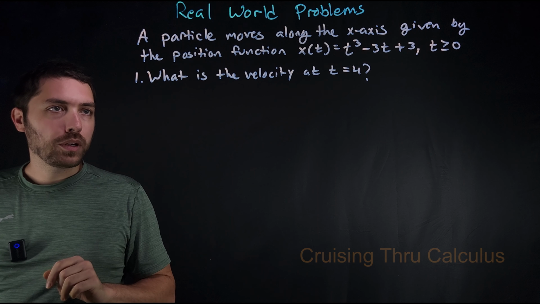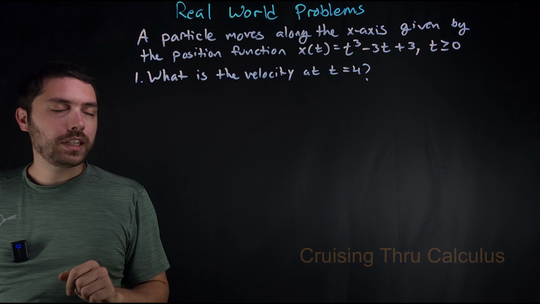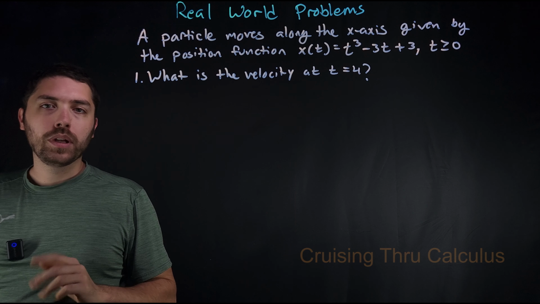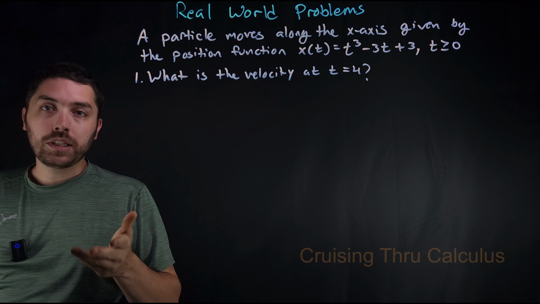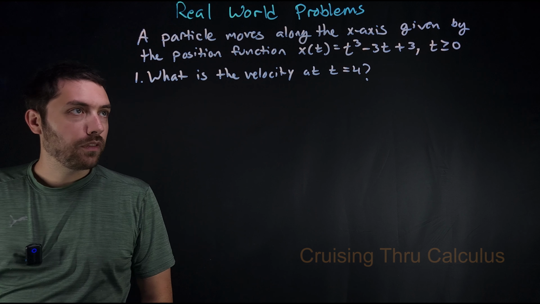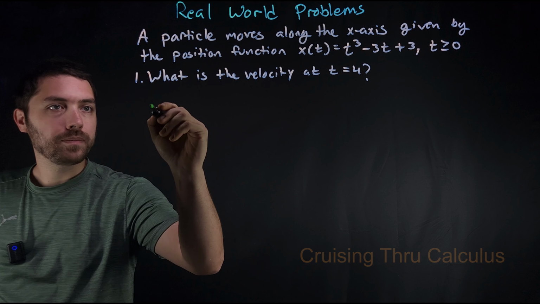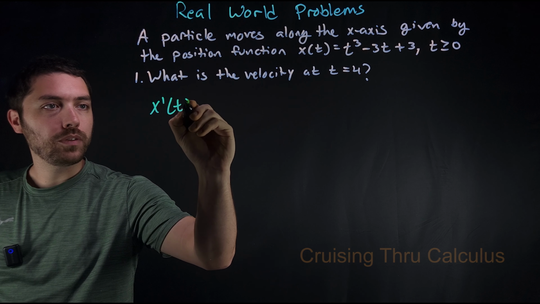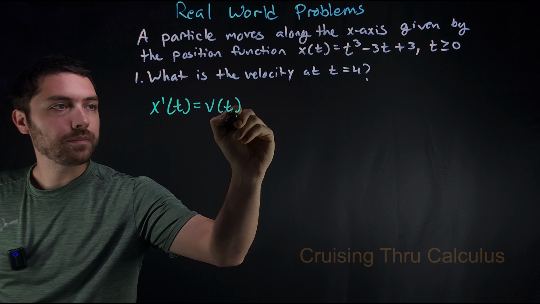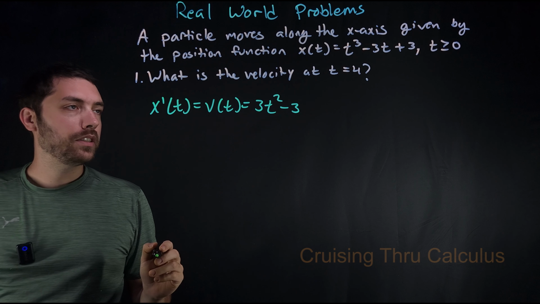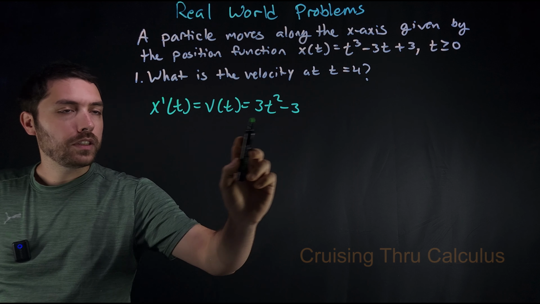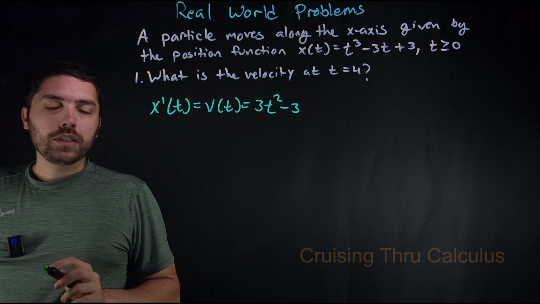Now, let's look at the first part of this problem. It says, what is the velocity at t equals 4? Okay, we have our position function up here, so in order to find velocity, we need to use the derivative. So let's go ahead and find the derivative of this function. Once we find our derivative, that will give us our velocity. Just need to use the power rule for the first one and the second one. Derivative of a constant is 0, so we get 3t squared minus 3.